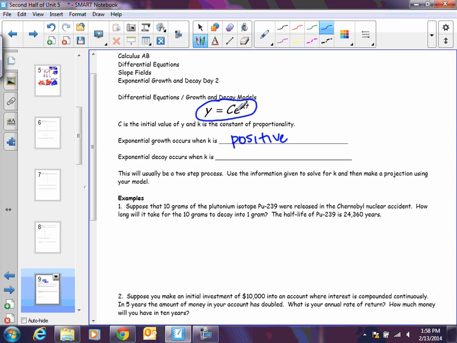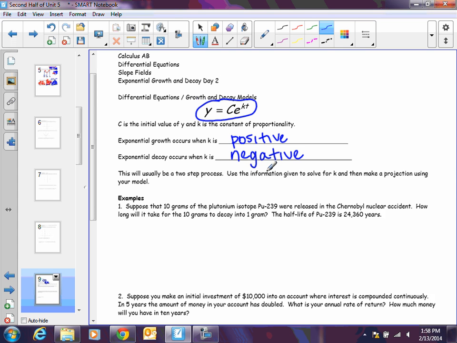All right, imagine this. E, which is a positive number, raised to the power of another positive number, that's going to get bigger and bigger and bigger. As opposed to exponential decay, when do you think that's going to occur? Negative. When K is negative. And so you should be able to look at the problem and predict whether K should be positive or negative, and I would encourage you to do that because it's just a good way to check your work as you go.